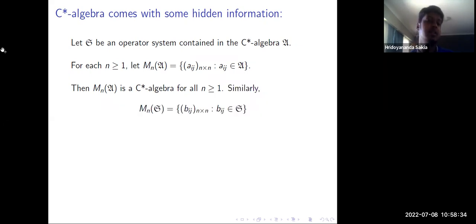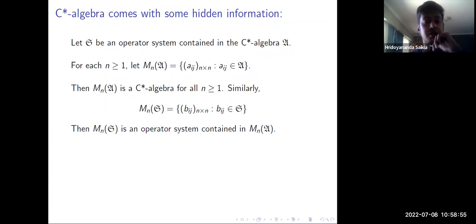Now, what about the operator system S? In fact, I can define Mn of S for the operator system S also. Mn of S is the set of all n cross n square matrices whose entries come from the operator system S.